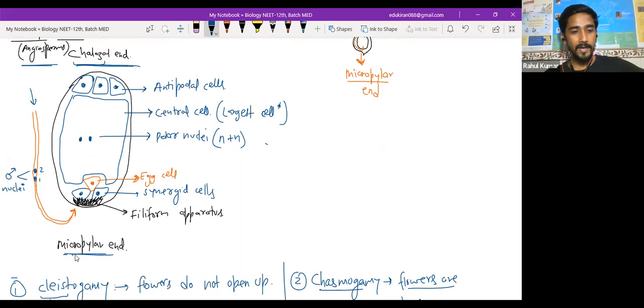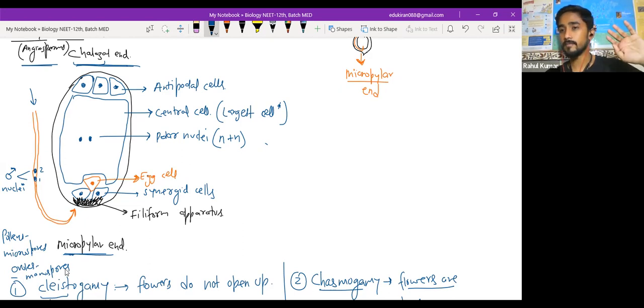Now it is called micropylar because the word micro is used for male. Pollens are called microspores because they are small, and ovules are called macrospores. Write it down somewhere. Pollens are called microspores and ovules are called macrospores. Just the name. The tissues from which they are produced are called microsporangium and macrosporangium. Make sense? Easy to understand?